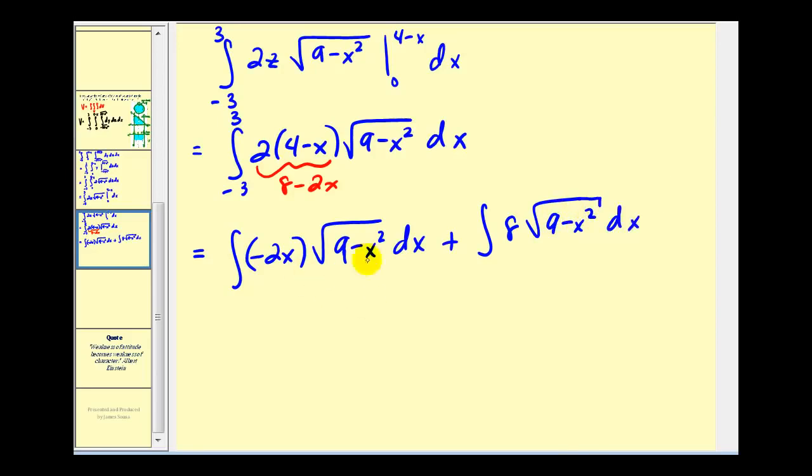Now the reason I wanted to do that is this is going to require u substitution, and this is going to require trig substitution. So here we'll let u equal 9 minus x squared. So differential u is going to be negative 2x dx. That's a perfect match here. The integral of the square root of u, or u to the 1/2 du. So that's going to give us u to the 3/2 divided by 3/2, or 2/3 u to the 3/2.